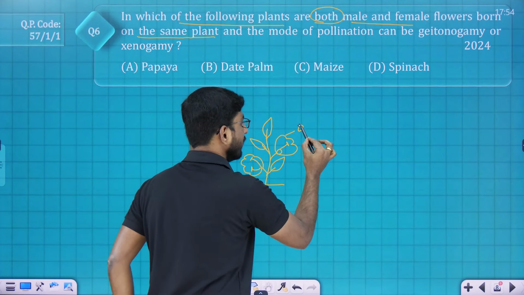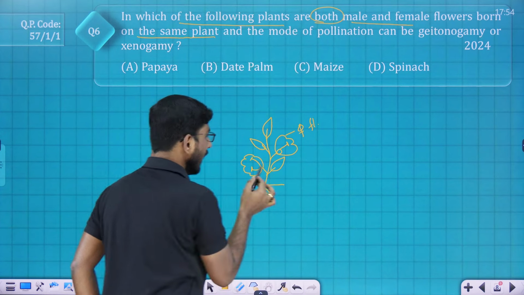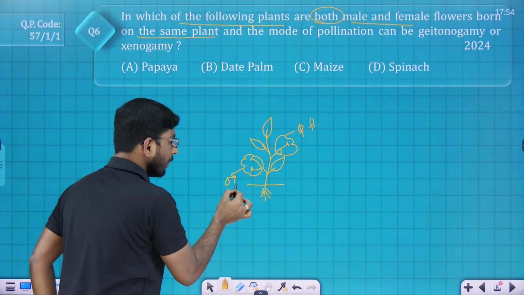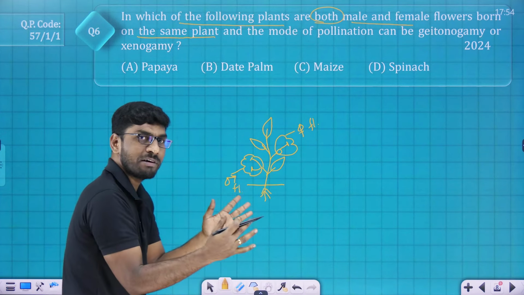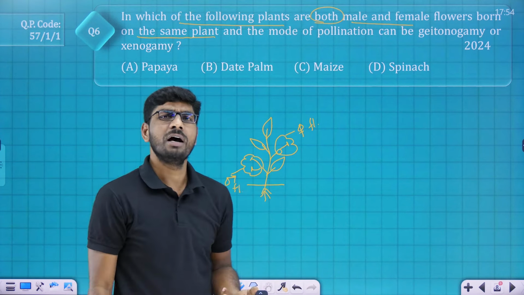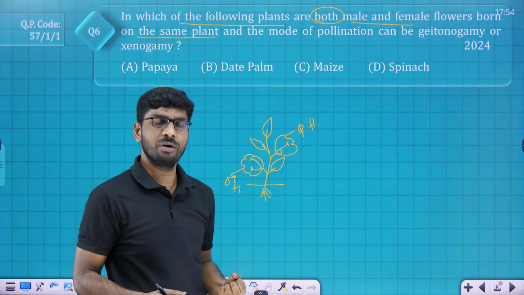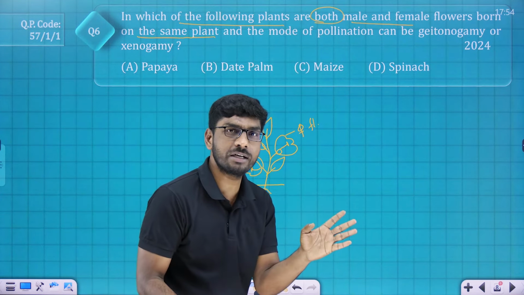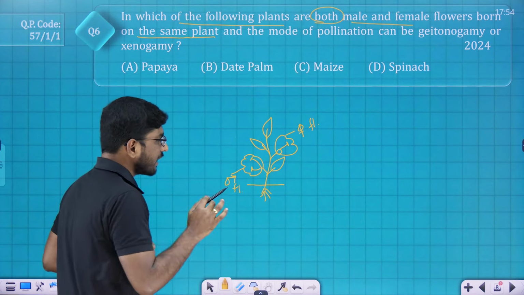This is called female flower, and this is called male flower. So male and female flowers are borne on the same plant. So what kinds of pollination are possible? What kinds of pollination are prevented? Let's see. Here there is a chance.